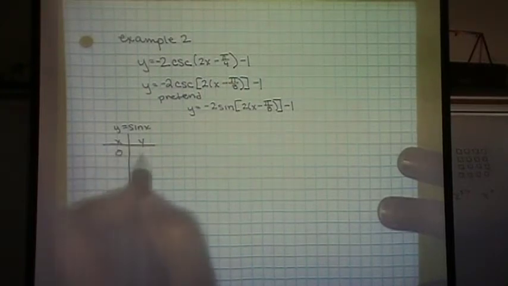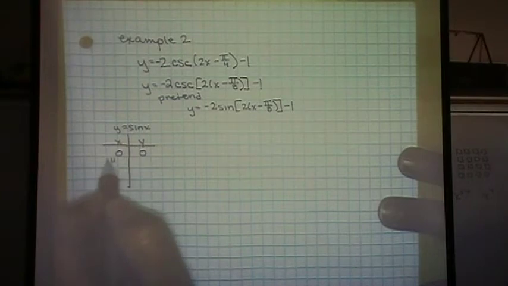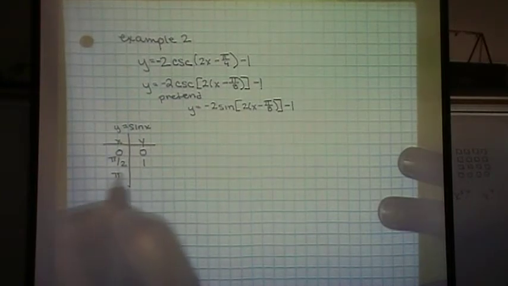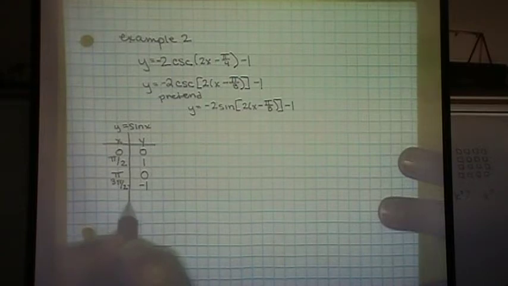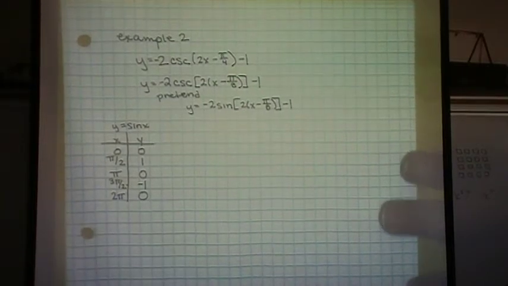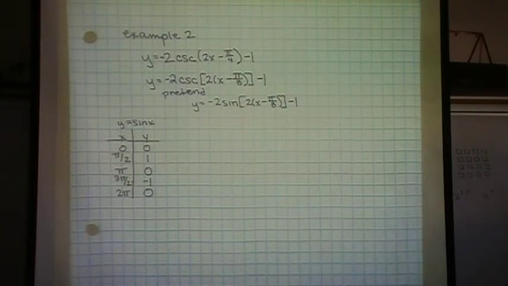So at 0, sine is 0. Pi over 2, sine is 1. At pi, sine is 0. 3 pi over 2, sine is negative 1. 2 pi, we're back to 0. We're going to do the transformation as if it's a sine graph. Just want to make sure that you're really clear with that.